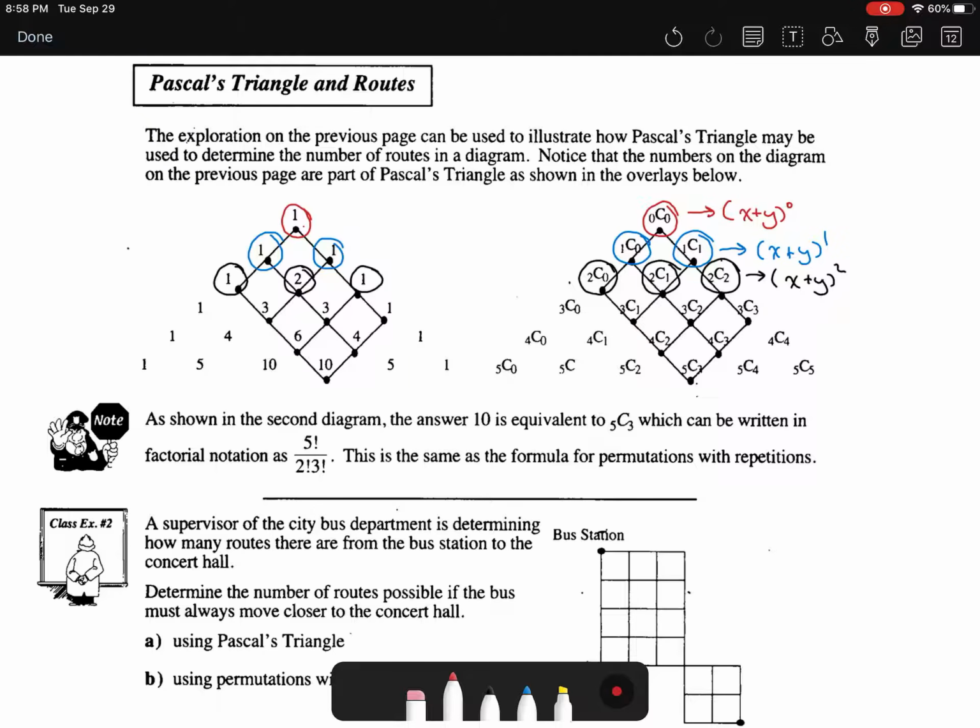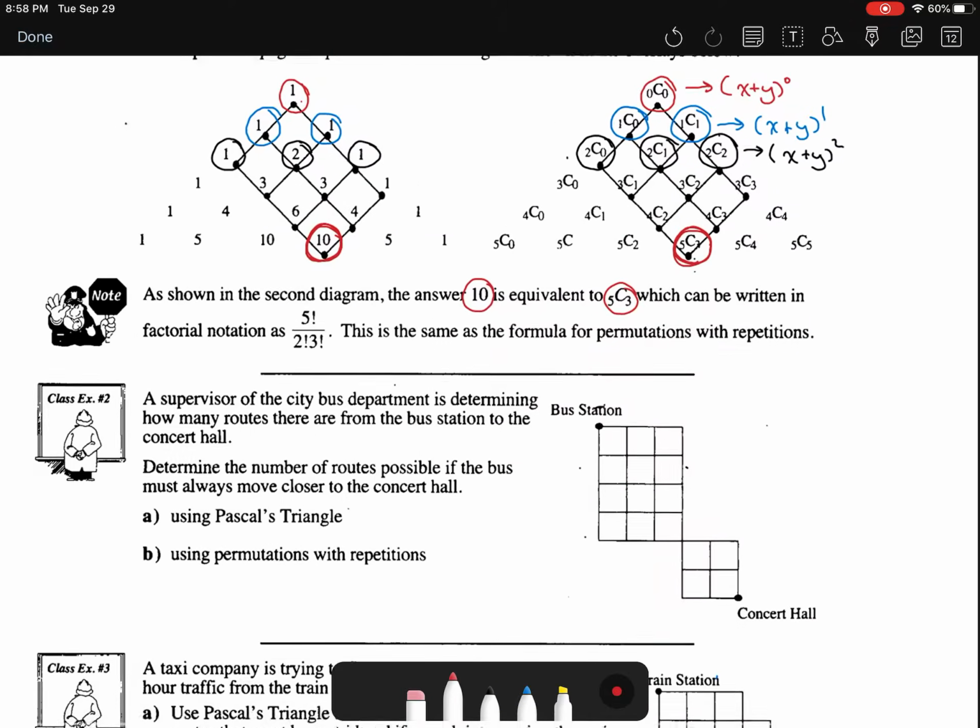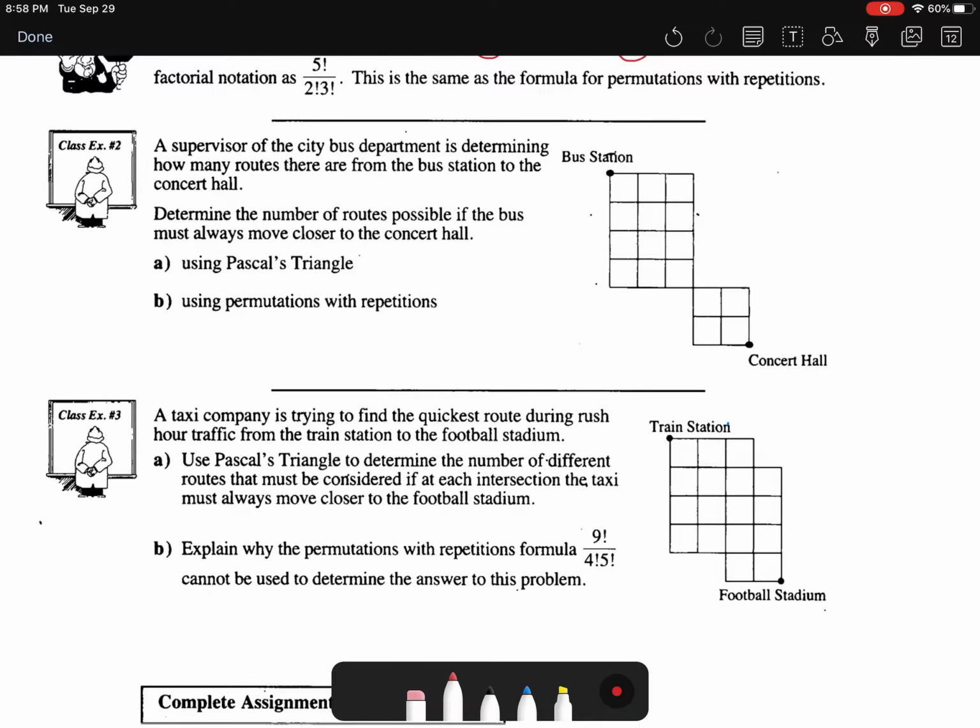So what they're asking here is notice that 10, which is here at the bottom of the first one, is equivalent to 5 choose 3. So 10 is the numerical value, 5 choose 3 is the same value, but written in combination notation. So here we go, class example 2 and 3.